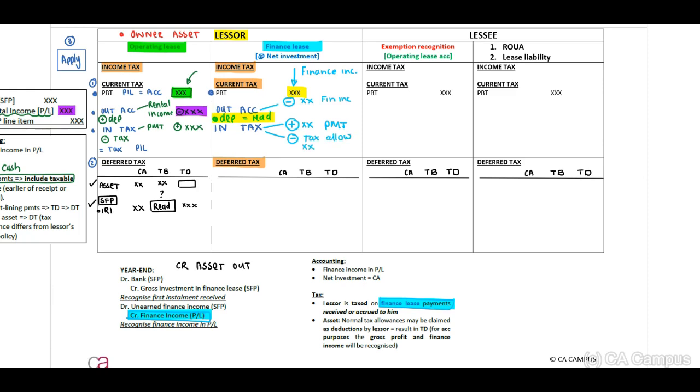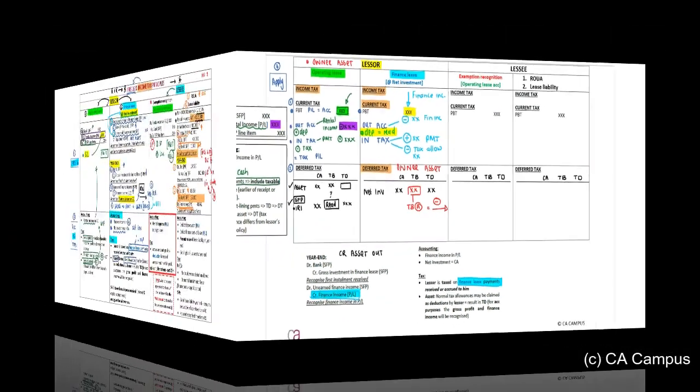Now, in terms of our deferred tax, for accounting purposes, we will have our net investment line item included. For tax purposes, remember, our lessor will be the owner of the asset. Therefore, for tax purposes, we need to include the tax base of our asset. And this will be the amount deductible in future against future economic benefits. And this will result in a temporary difference.